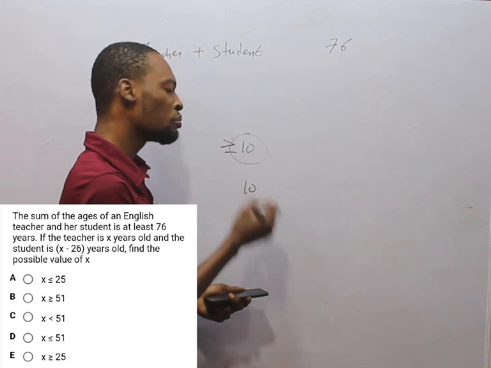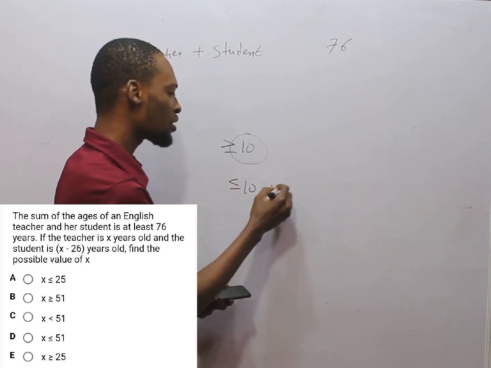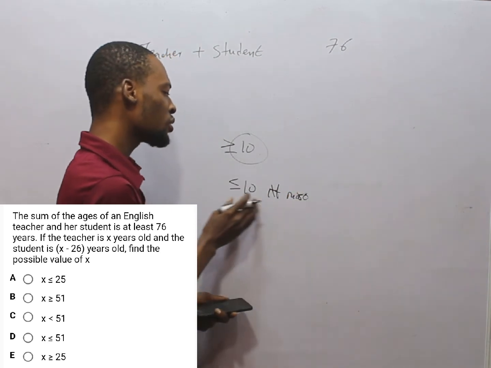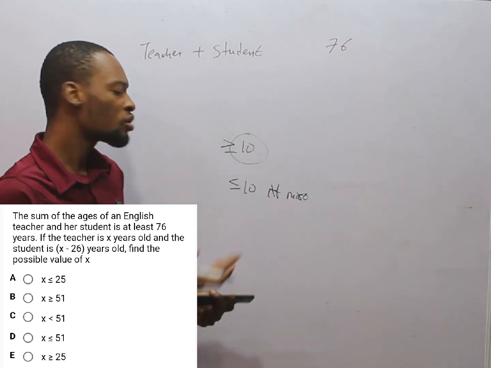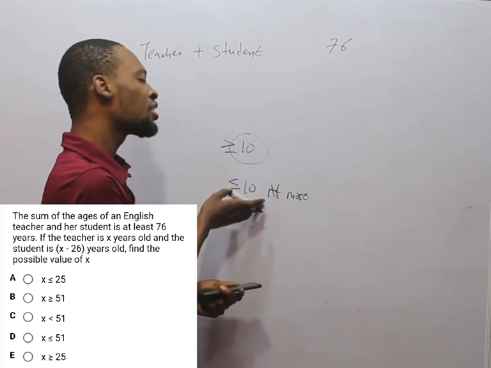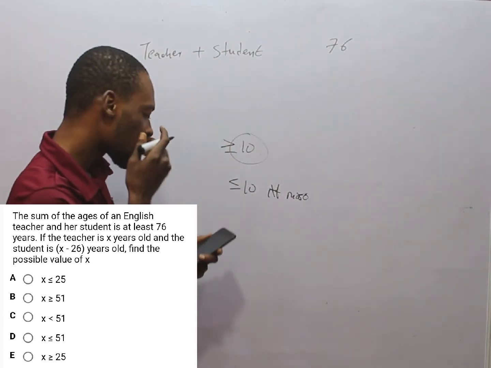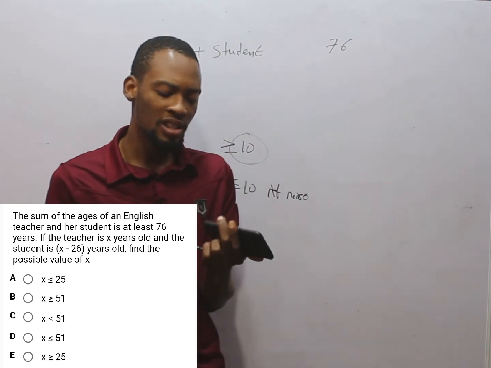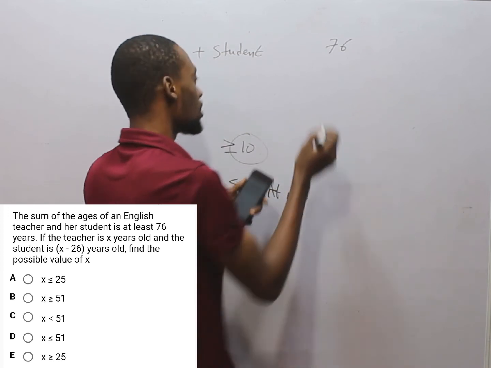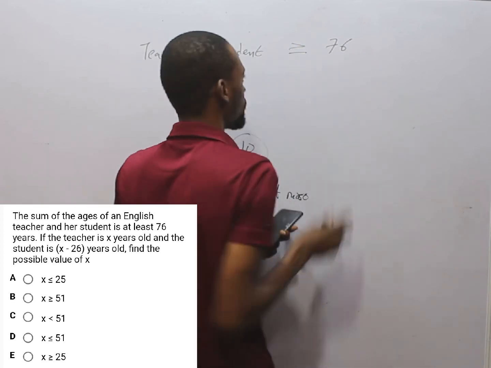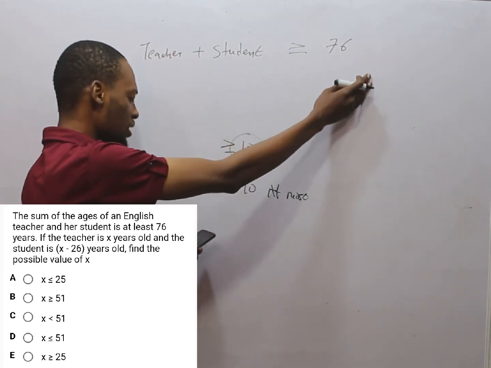Then if I say I need at most 10 boys, it simply means less than or equal to. Once I'm talking about at most, then at most 10. If you give me 11 boys, I won't collect. 9, fine. 8, fine. So it shouldn't exceed 10. That is the difference between at most and at least. This simply tells us that this question is under inequality because they did not say equal to. They say at least. So at least means it's greater than or equal to, which means the sum of the age of teacher and student is greater than or equal to 76.